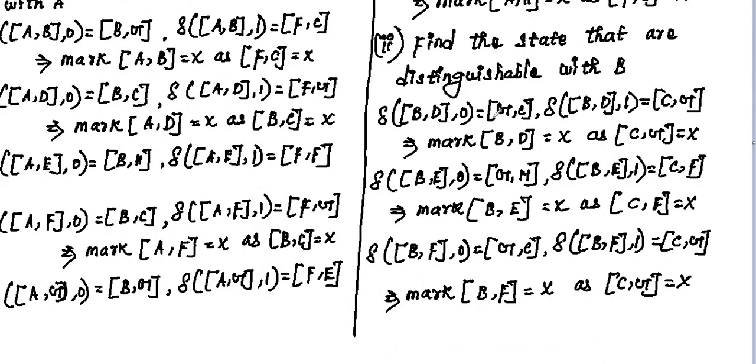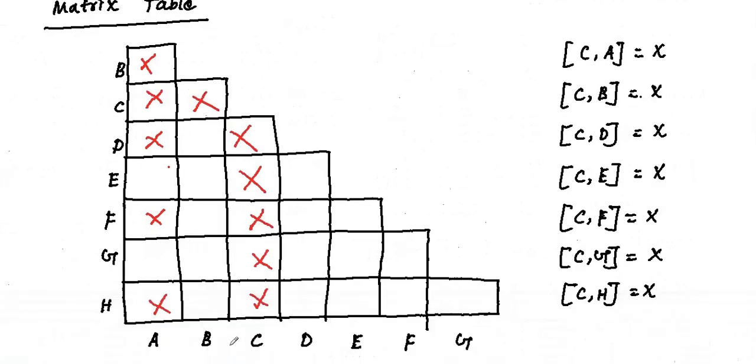You take any one of the answers, then mark B comma D equal to cross mark because C comma G equal to cross mark. So BD is cross mark. Go to the matrix table and put a cross mark at BD. Here you put cross mark.